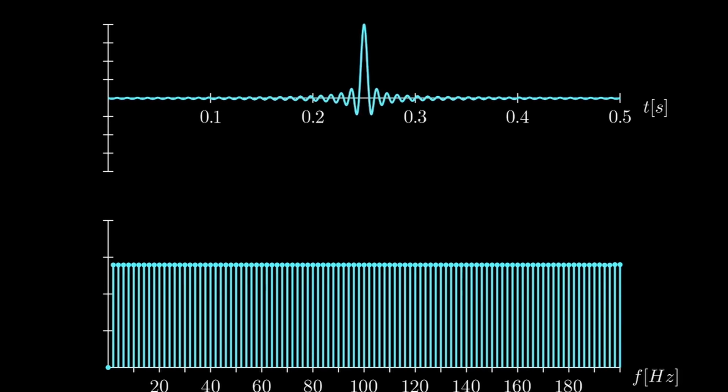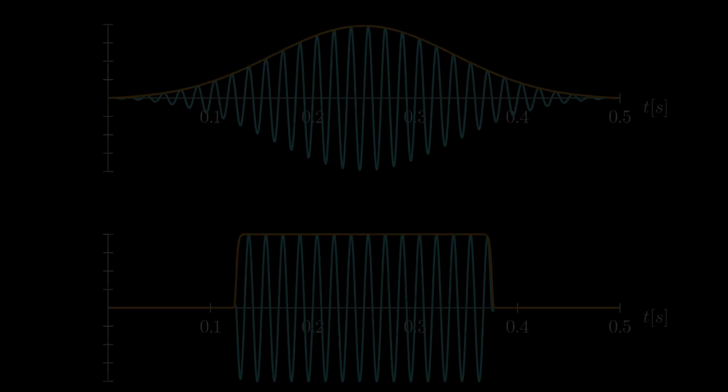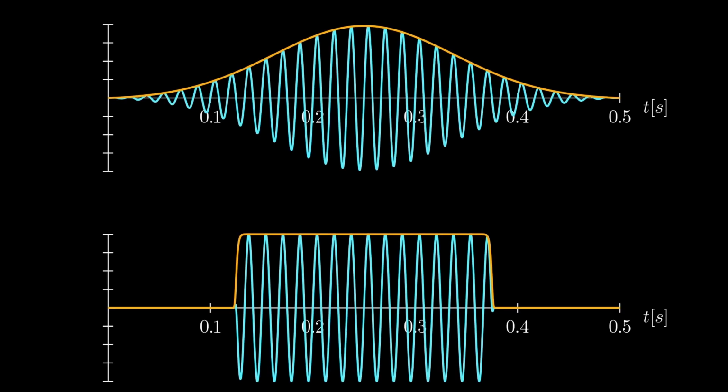So yeah, short pulses will always contain a high amount of frequency information, and there's nothing you can change about that. And this is something you can hear. If we take a look at our two initial pulses, there's a subtle difference in the tonal information.